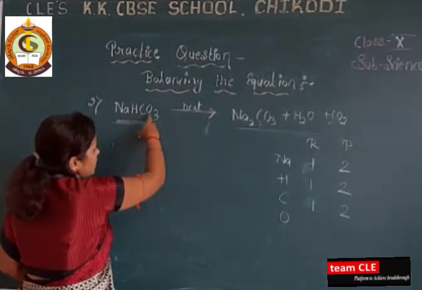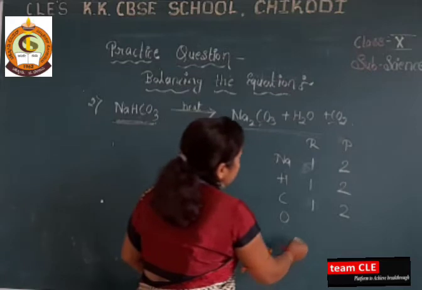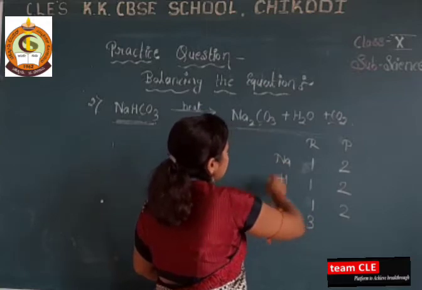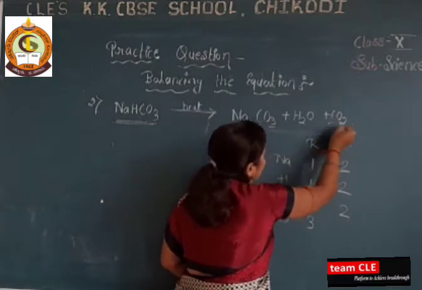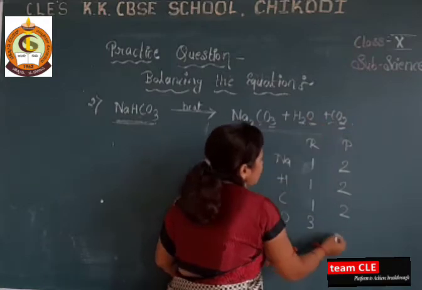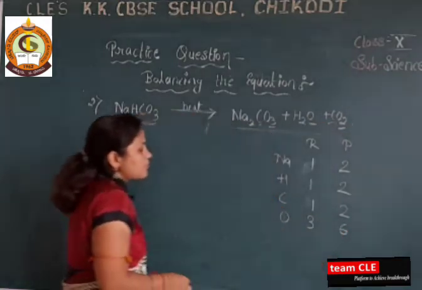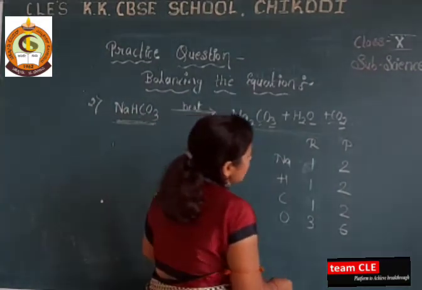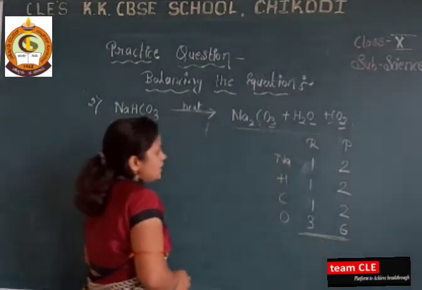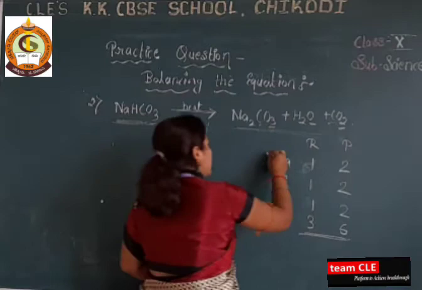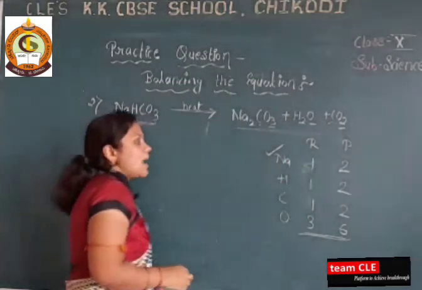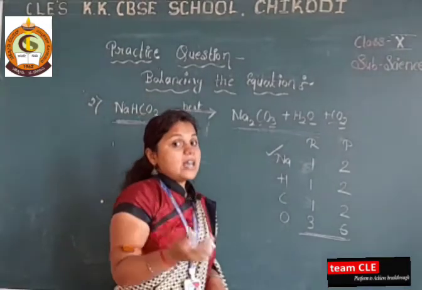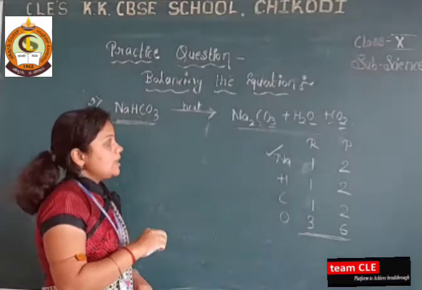Then oxygen, how many oxygens are there? 3, okay, so oxygens are 3. In the product form how many oxygens are there? 3 plus 2 plus 1. Totally how many oxygens are there? 6. Okay. So dear students, usually what happens? We go for the highest number, but here it is better to just start with the first itself. Okay. This is the trial and error method, which is very, very important. It enhances your brain, to see whether it is possible or not.